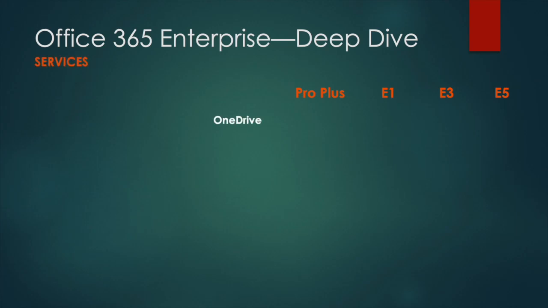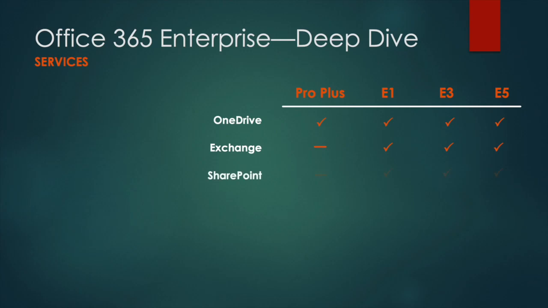First, there is OneDrive, available in every tier. Then we have Exchange, available in every tier except Pro Plus, which is the case for each of the next 5 services. Third is SharePoint. Next is Microsoft Teams. Then we have Yammer. This is one of the services Office 365 Enterprise offers that the previous categories do not. Yammer is an enterprise social network.